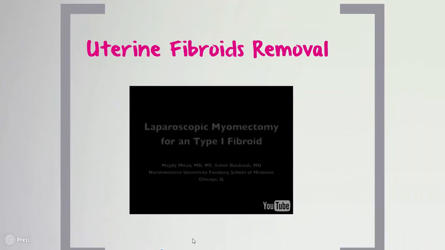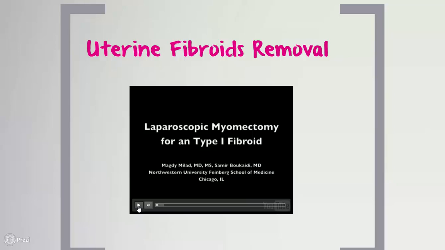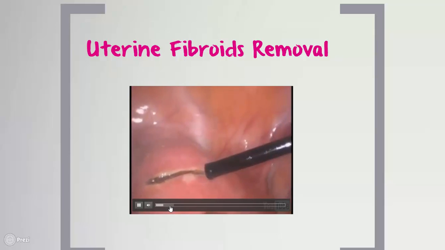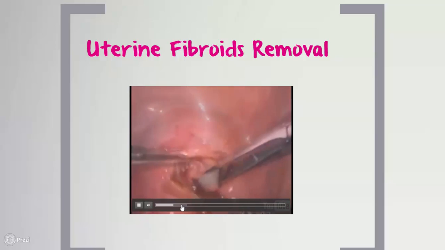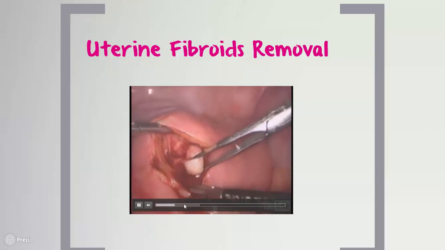A video about uterine fibroids removal. Attempts at a hysteroscopic resection. The hysterotomy is performed using monopolar. The fibroid is grasped with a single-tooth tenaculum and elevated.